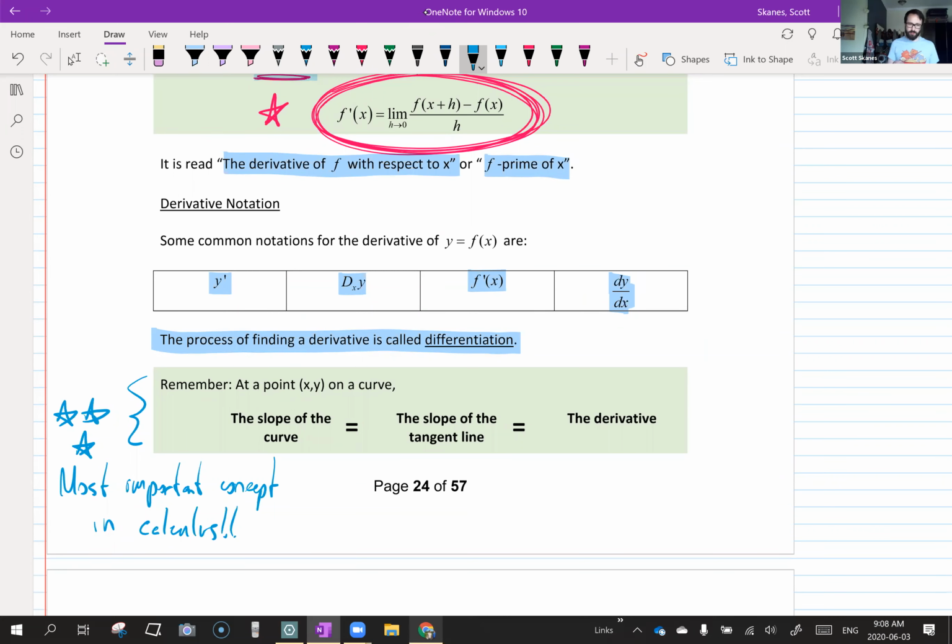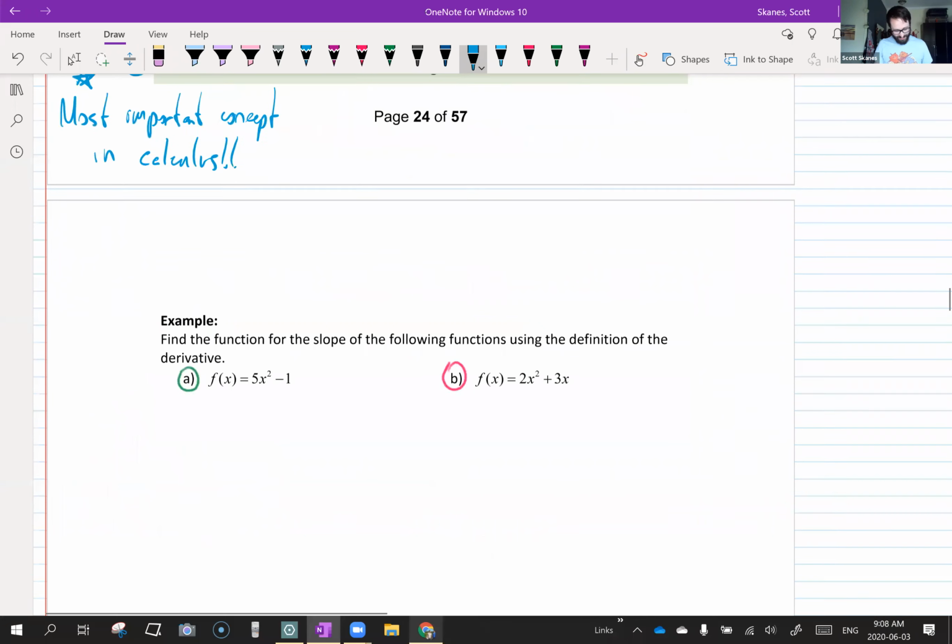Is that the slope of a curve is also known as the slope of the tangent line, and that is the derivative. The derivative is the slope of the curve. It's the most important concept. Let's do one more example, and then I'll release you from my shackles.